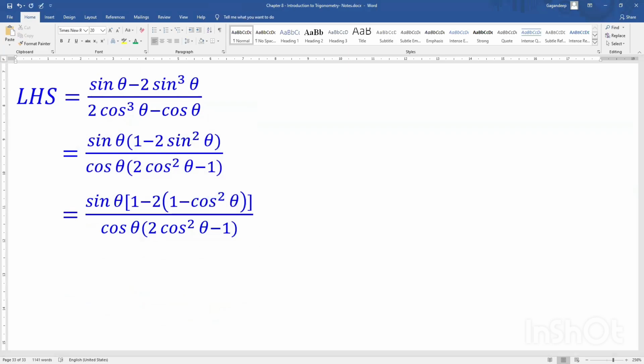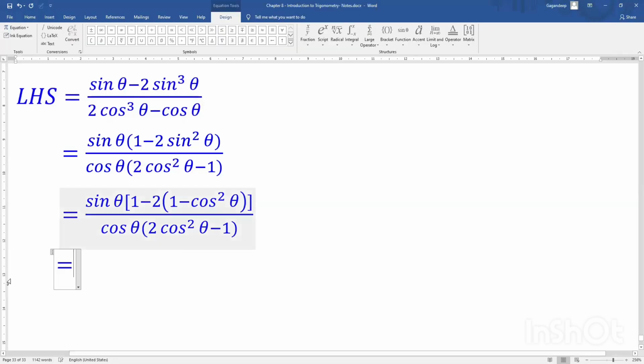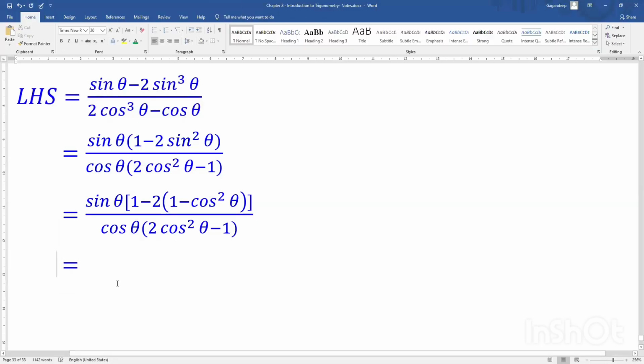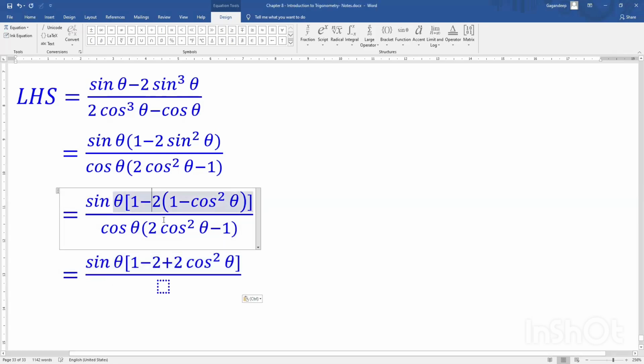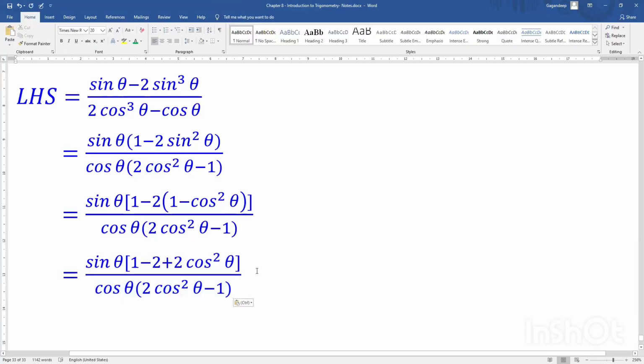Next, I am going to open this bracket. So in the numerator I write sin theta into 1 minus 2 into 1, which is minus 2, and minus into minus is plus, so plus 2 cos square theta. And the denominator we retain the same: cos theta into 2 cos square theta minus 1.